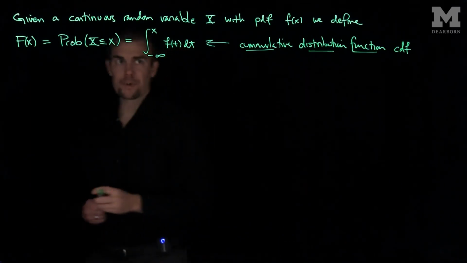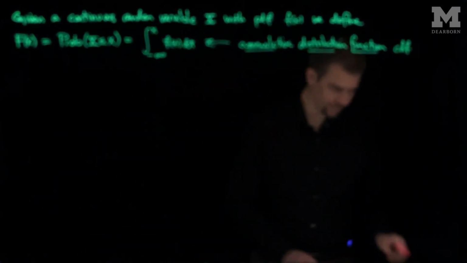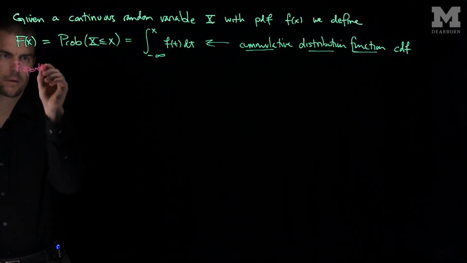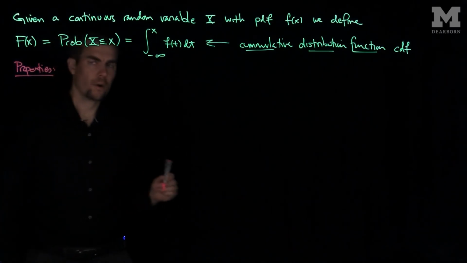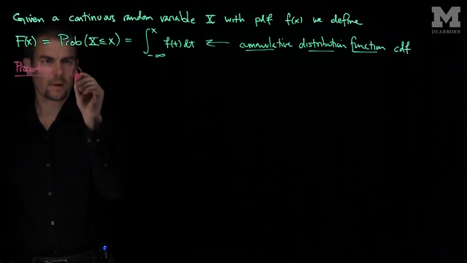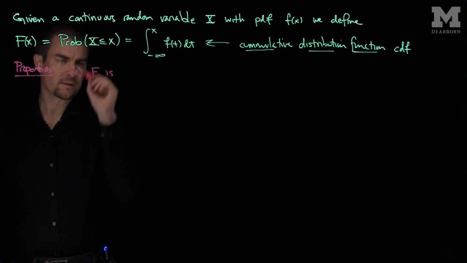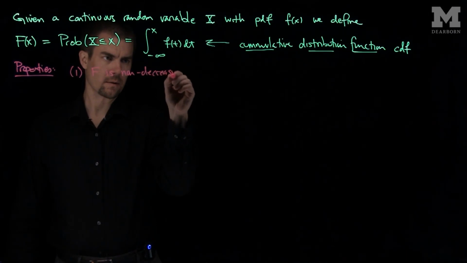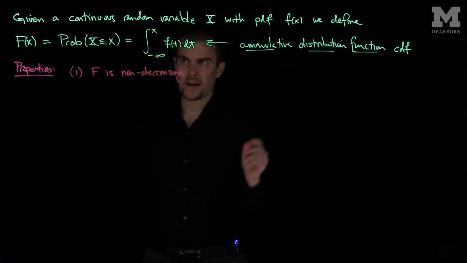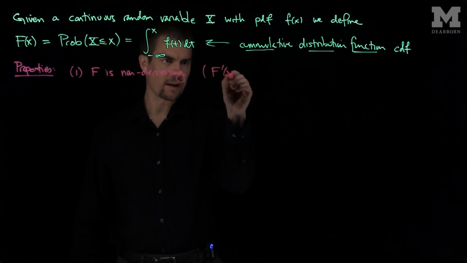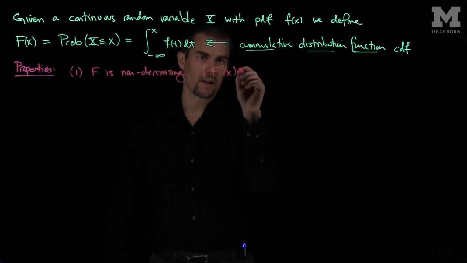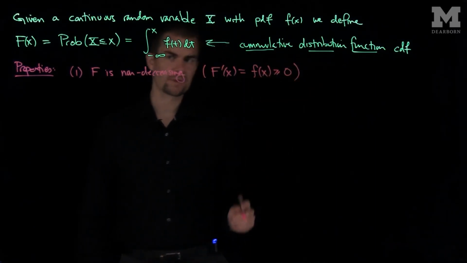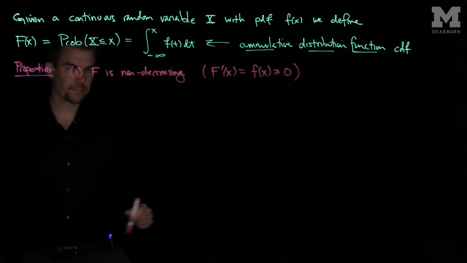Now there are some interesting properties of this cumulative distribution function. Let's discuss some of them. So here are some properties of this function F of x. Well, the first property is that F of x is non-decreasing. And we can see that by looking at F prime of x. F prime of x, by the fundamental theorem of calculus, is just going to be f of x, and that's bigger than or equal to 0, and that shows that F is non-decreasing.